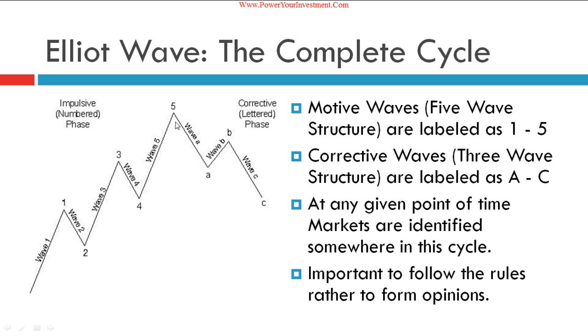Okay? They are labeled as 1, 2, 3, 4, 5, whereas the corrective waves are labeled as A, B, C. Okay? Now what we have to identify is where currently the broader market is within this structure. That's the key. Whether we are in wave 3, whether we are in wave 4, whether we are in wave 5, or we are correcting, wave C, wave B, that is the key.